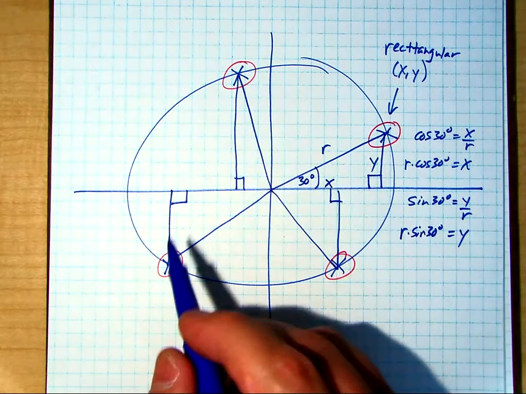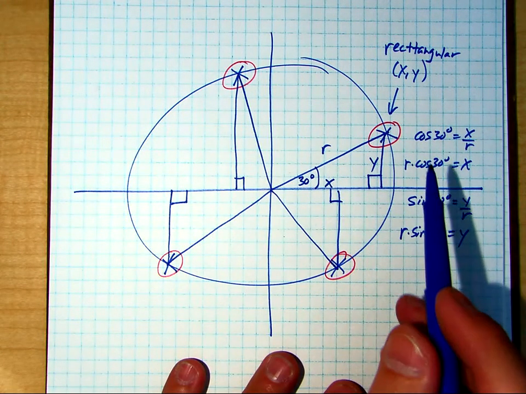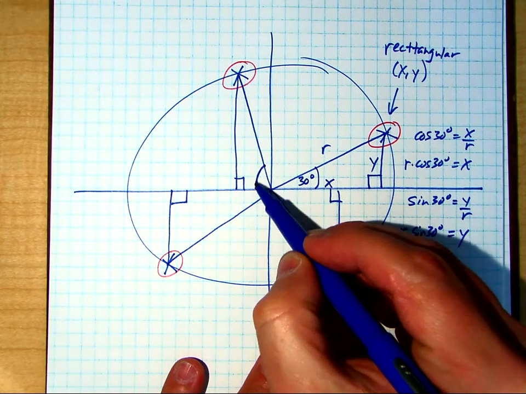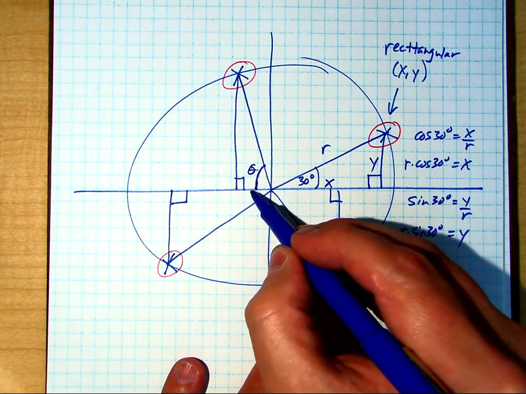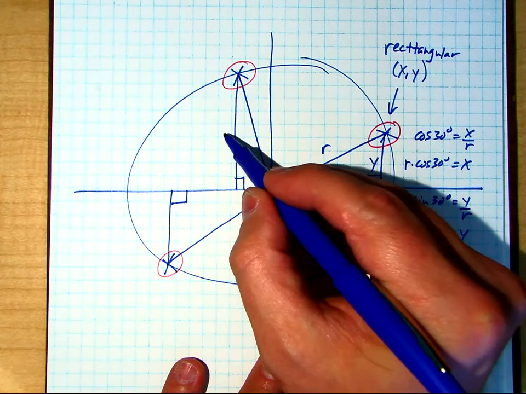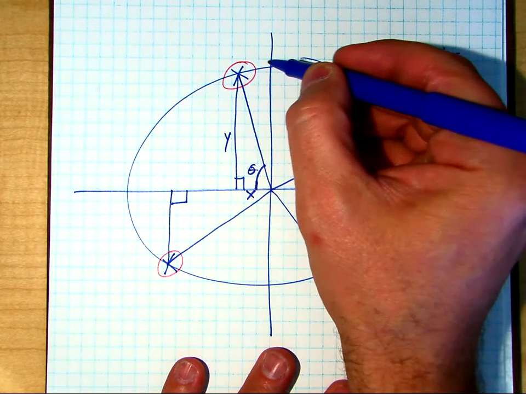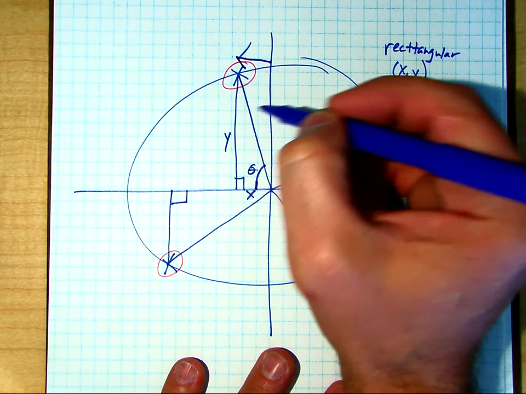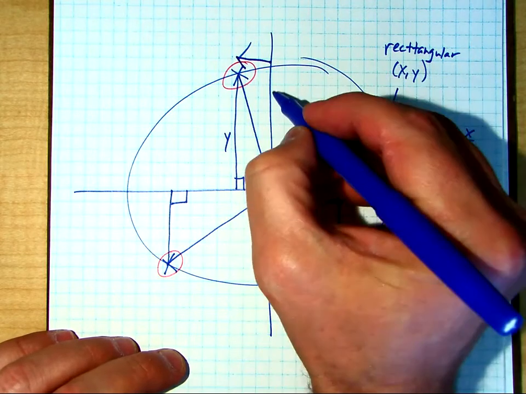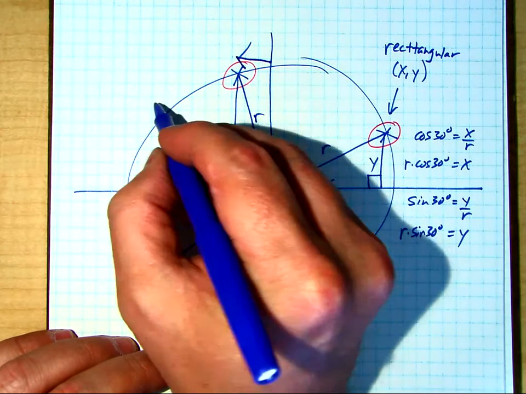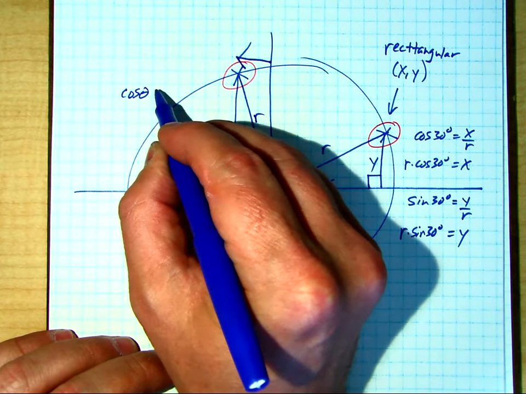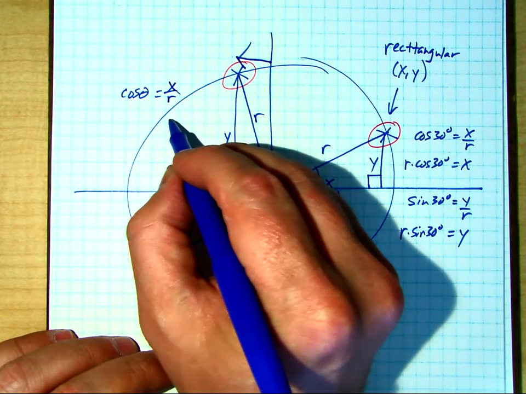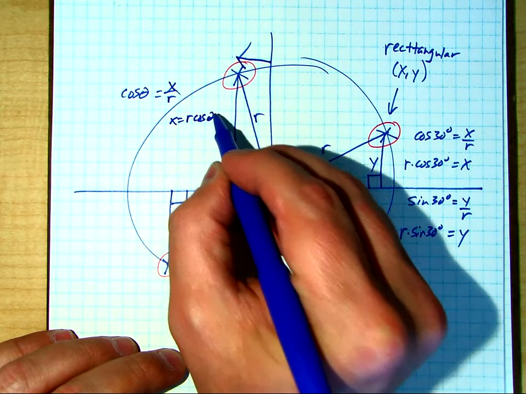At every point around this circle, the same concept holds true. This will be your reference angle. Let's call it theta. This is the X coordinate. This is the Y coordinate. Just as long as you remember this X coordinate is negative because it's left of the axis. So this X coordinate, again, I have a circle radius R. It's the same thing. Cosine of theta equals X over R. So X equals R cosine theta.